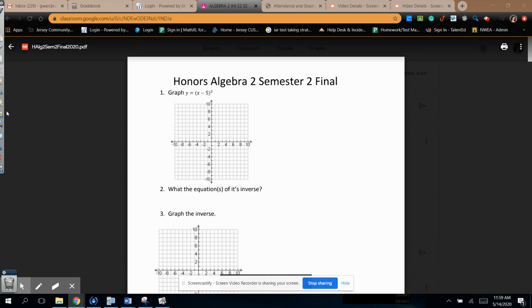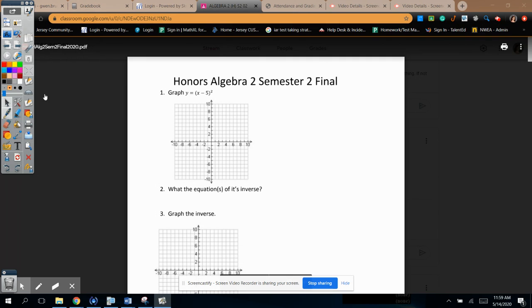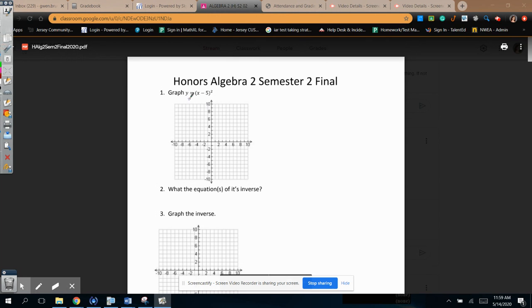Okay, let's look at this final. The first one we are going to do is graph. You can use your calculator if you want, but we're going to go to the right 5. And it's a regular stretch. So over 1, up 1, over 2, up 4. Because this is in vertex form, all ready to graph.